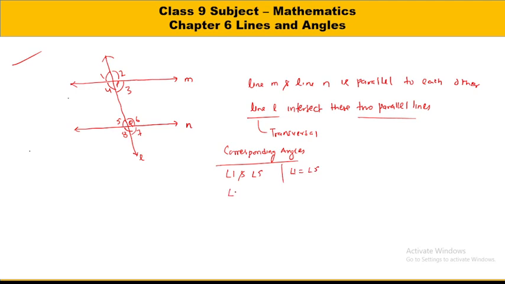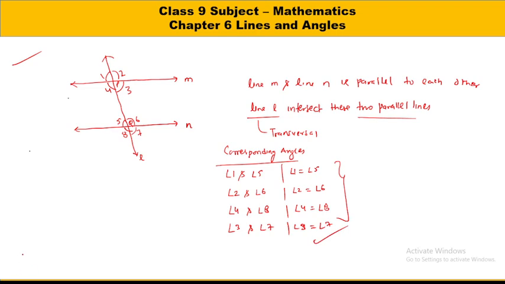We have another pair, angle 2 and angle 6, which are corresponding angles. We find that angle 2 and angle 6 are equal. Then angle 4 and angle 8 are corresponding angles, a pair. Angle 4 is equal to angle 8, and angle 3 and angle 7 are corresponding angles. Angle 3 is equal to angle 7. So these corresponding pairs of angles will be equal to each other when the line L intersects the other lines and the other lines are parallel to each other. In that case the corresponding angles are equal to each other.